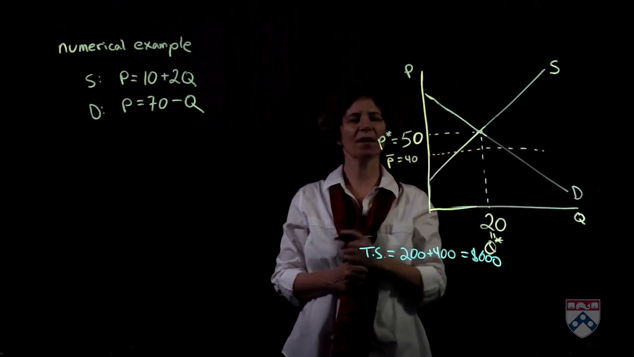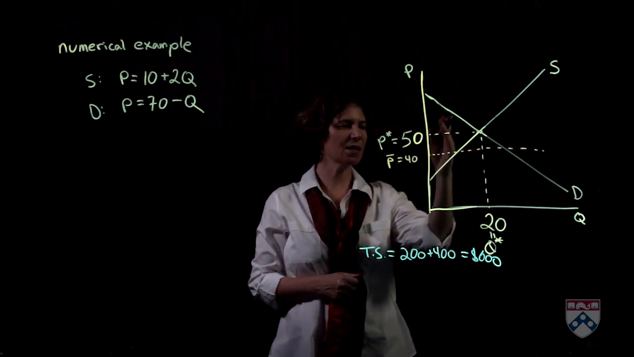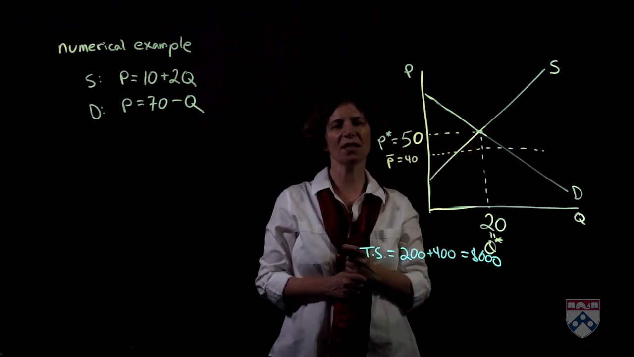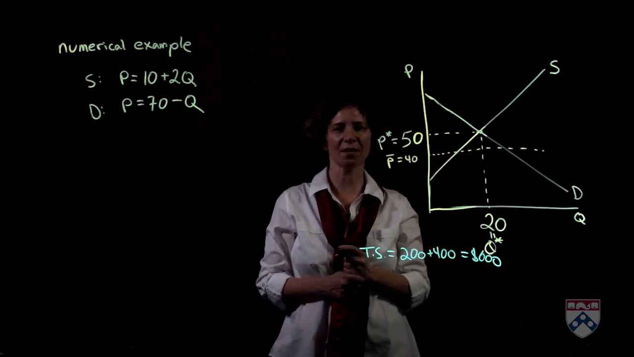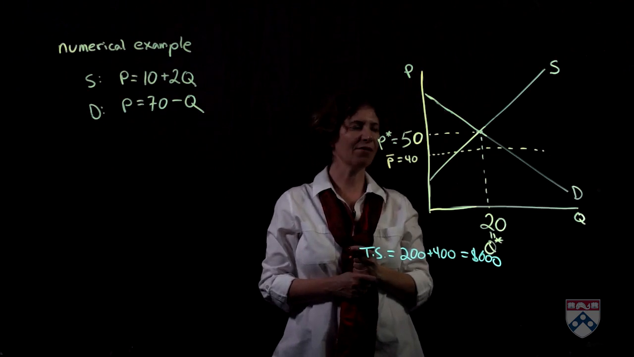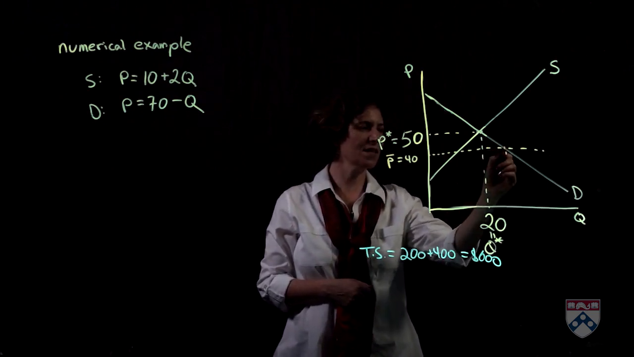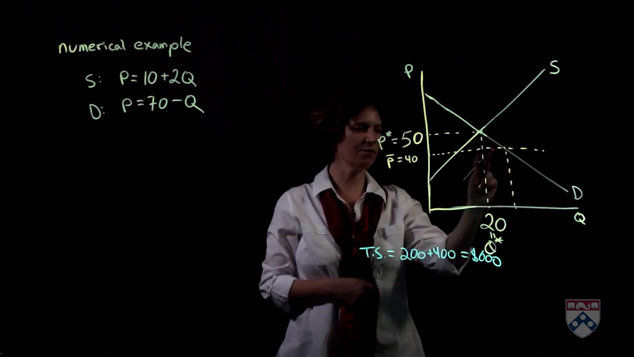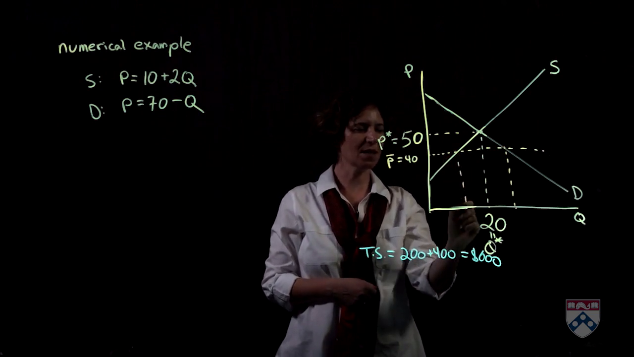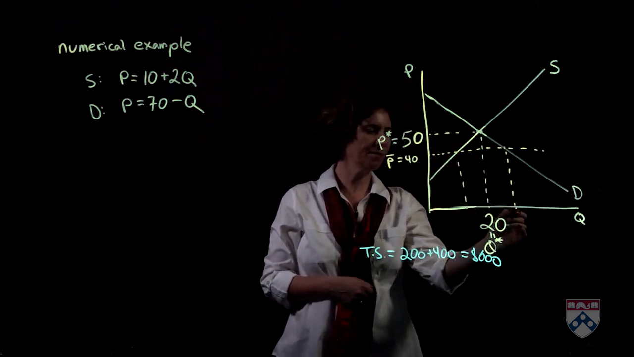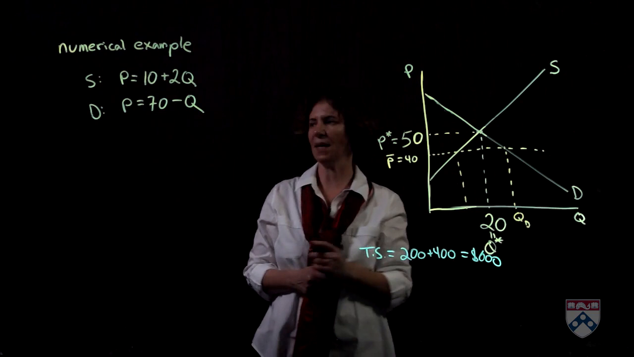Graphically, we know that the amount that's exchanged in the market is going to be the minimum of the quantity supplied and quantity demanded. Let's go ahead and find what is the quantity demanded at this price of 40 and what is the quantity supplied at this price of 40. Let's start with the quantity demanded.